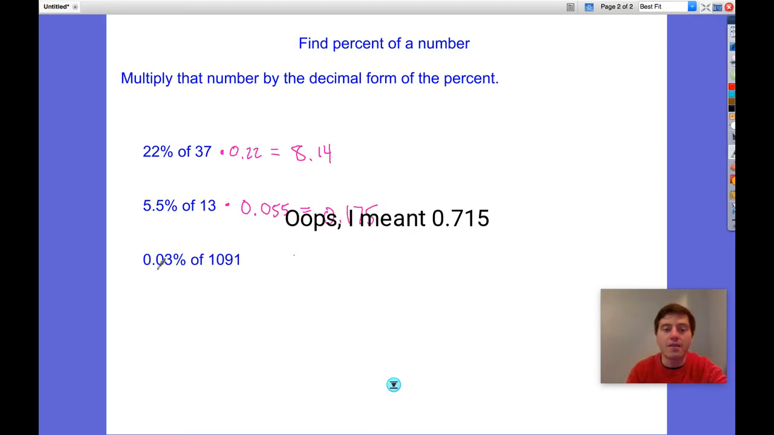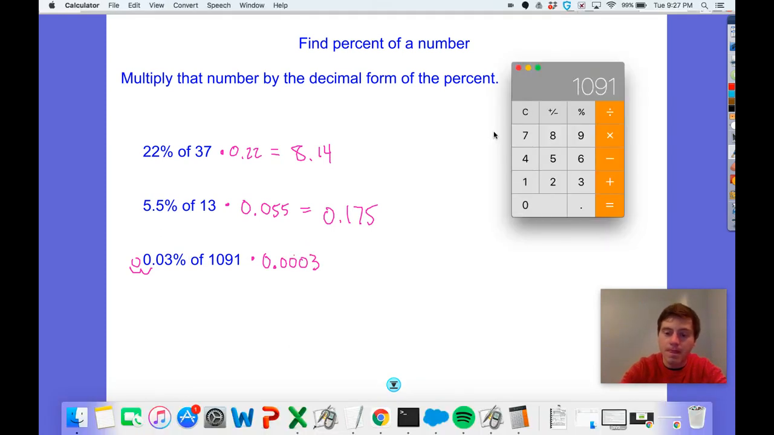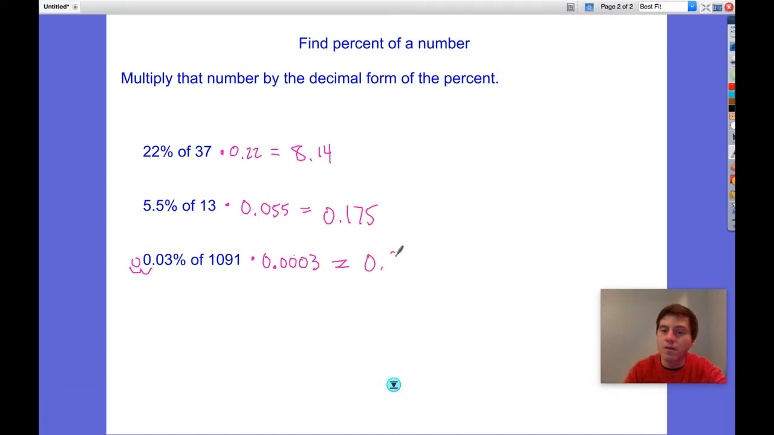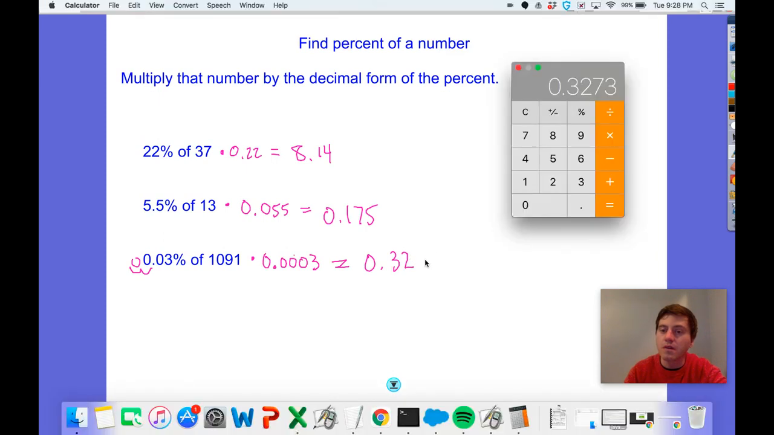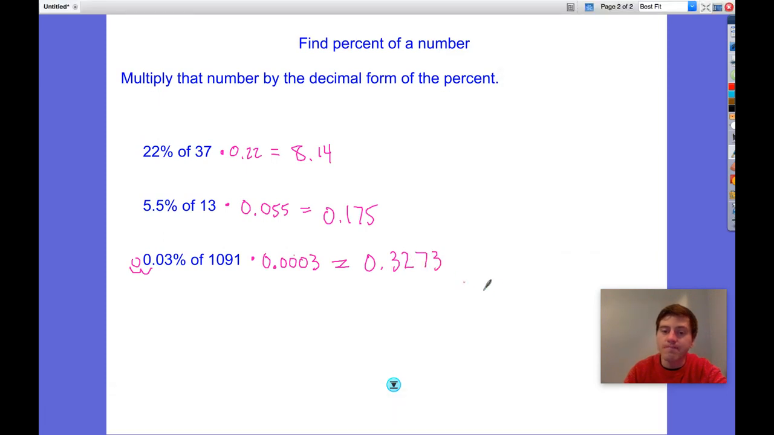If I want to find 0.03% of 1,091, I need to turn this into a decimal. 1, 2. So that makes it multiply by 0.0003. That's going to equal 0.3273. There you go. Simple as that.